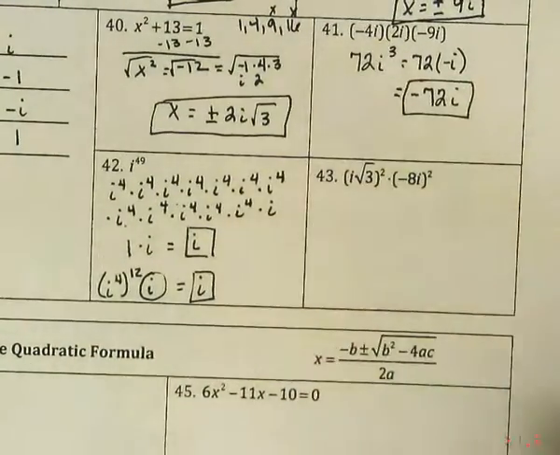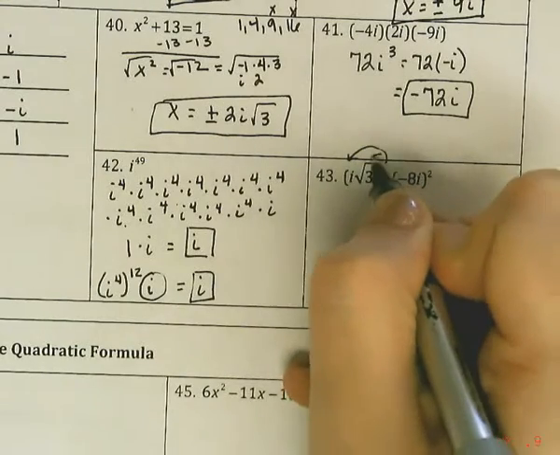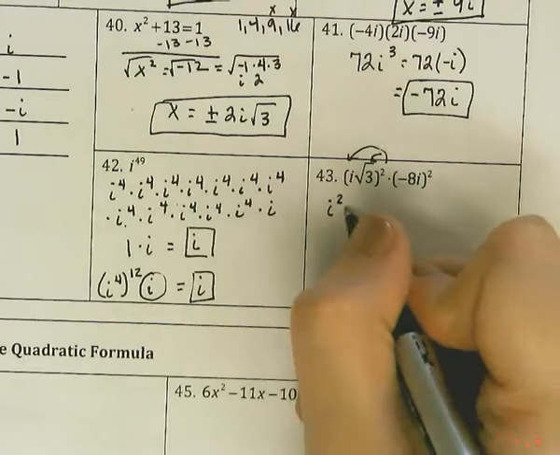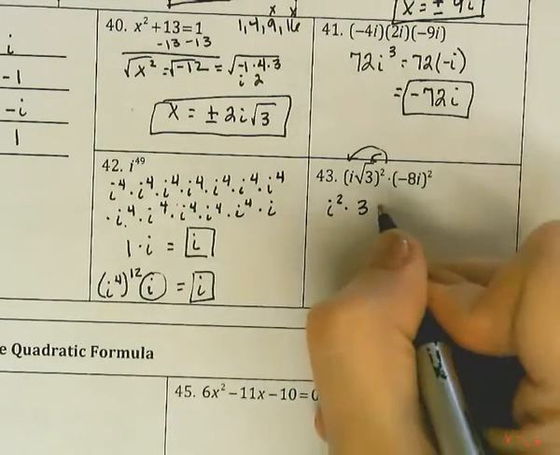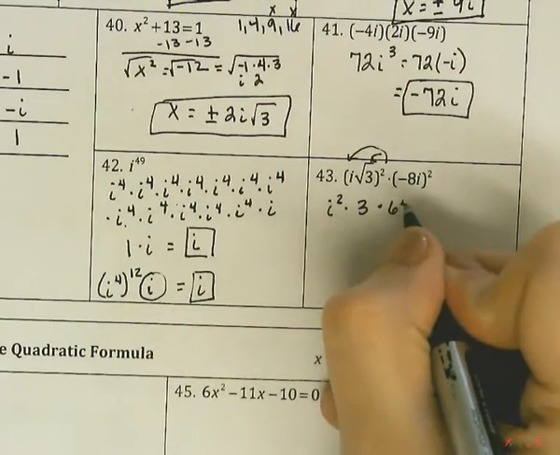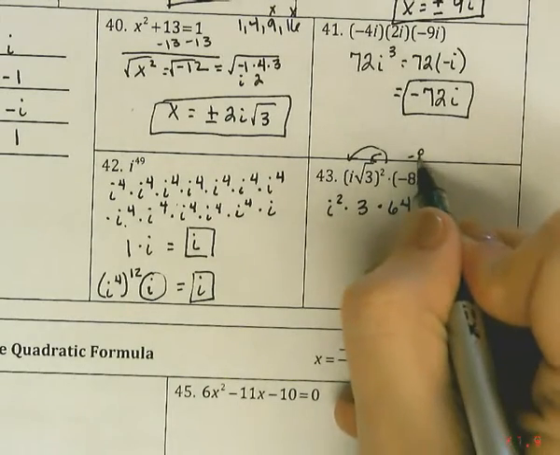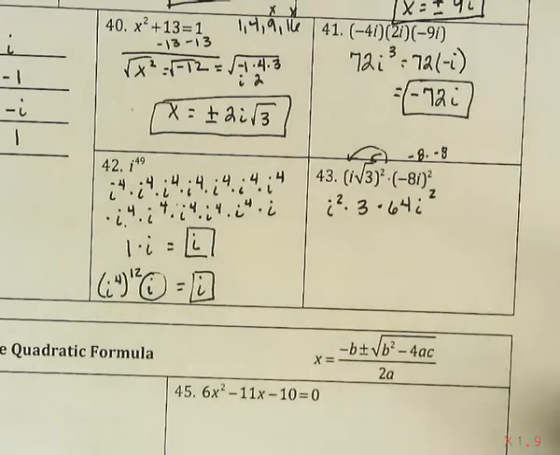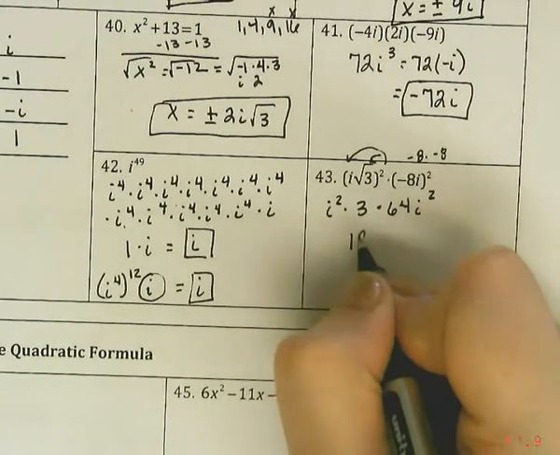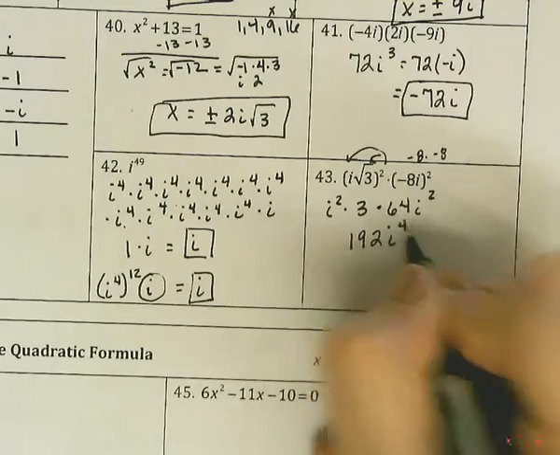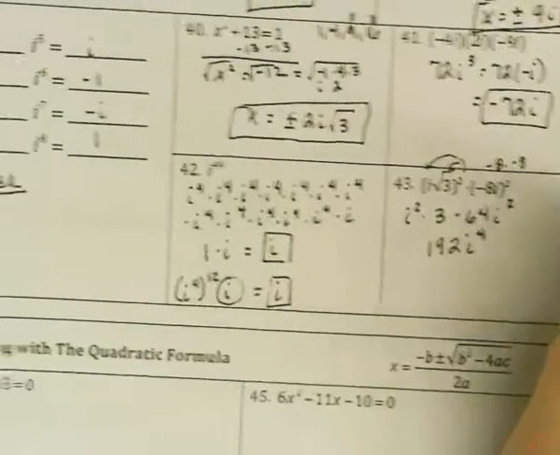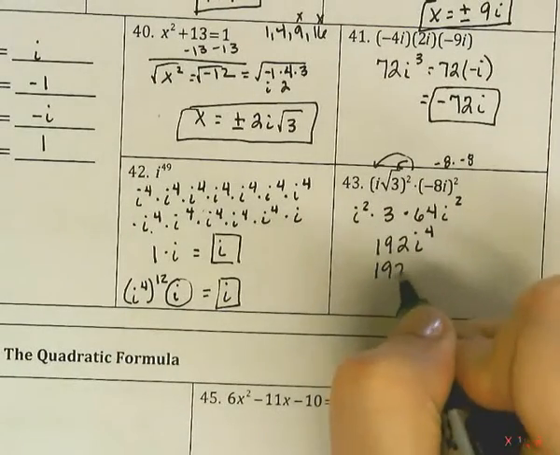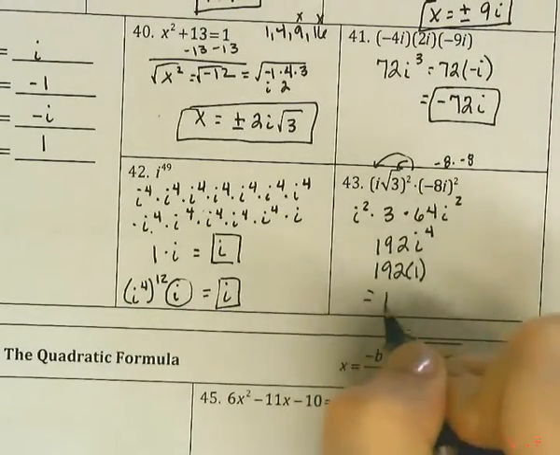Number 43. I only got to this with some of the classes, but that's okay, we're going to watch it happen. i squared. The square root of 3 squared is just 3. Negative 8 squared is 64, because negative 8 times negative 8 is 64, and then i squared. 3 times 64 is 192, and we end up with 4 i's, i to the 4th. What does i to the 4th equal? Look over here, it equals 1. So 192 times 1, or just 192.